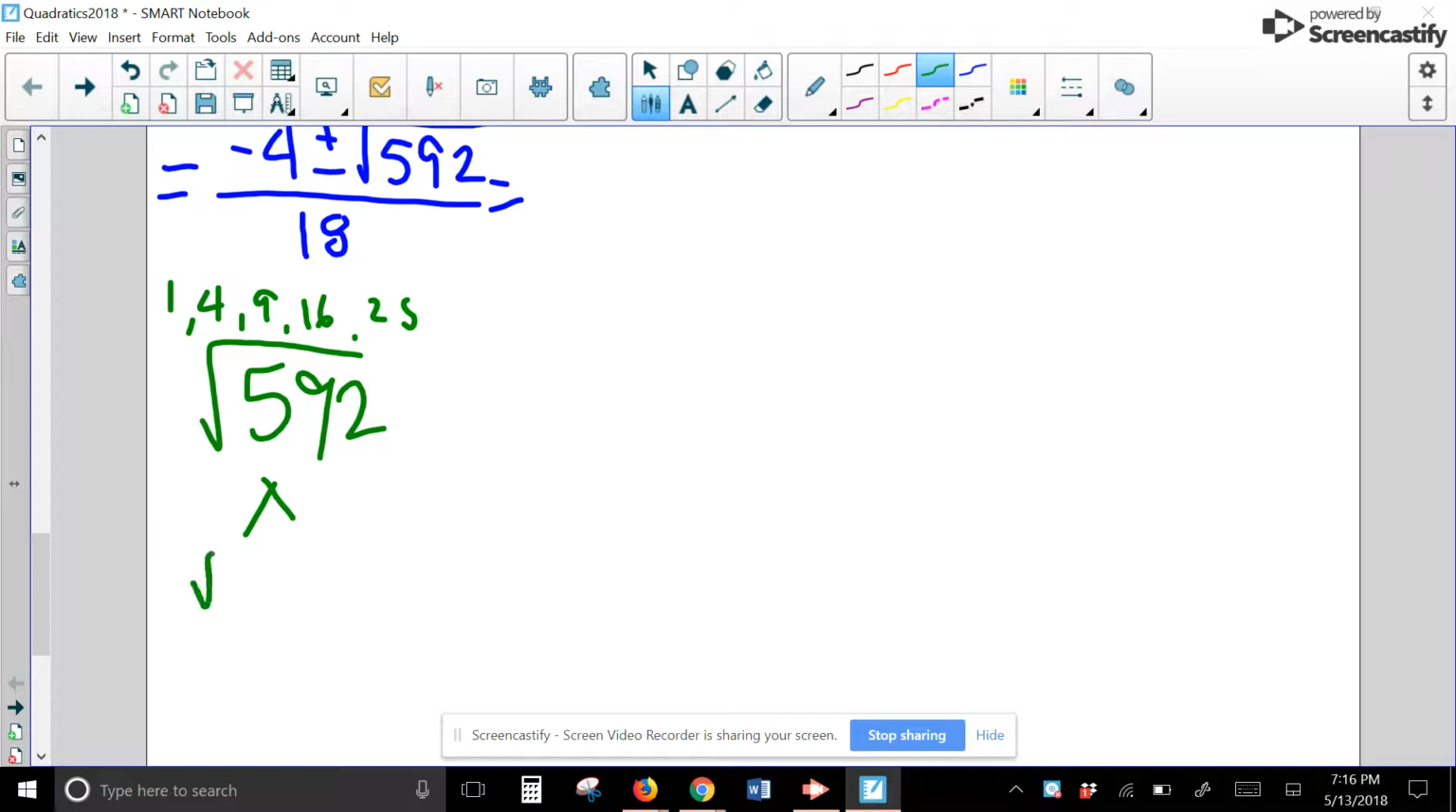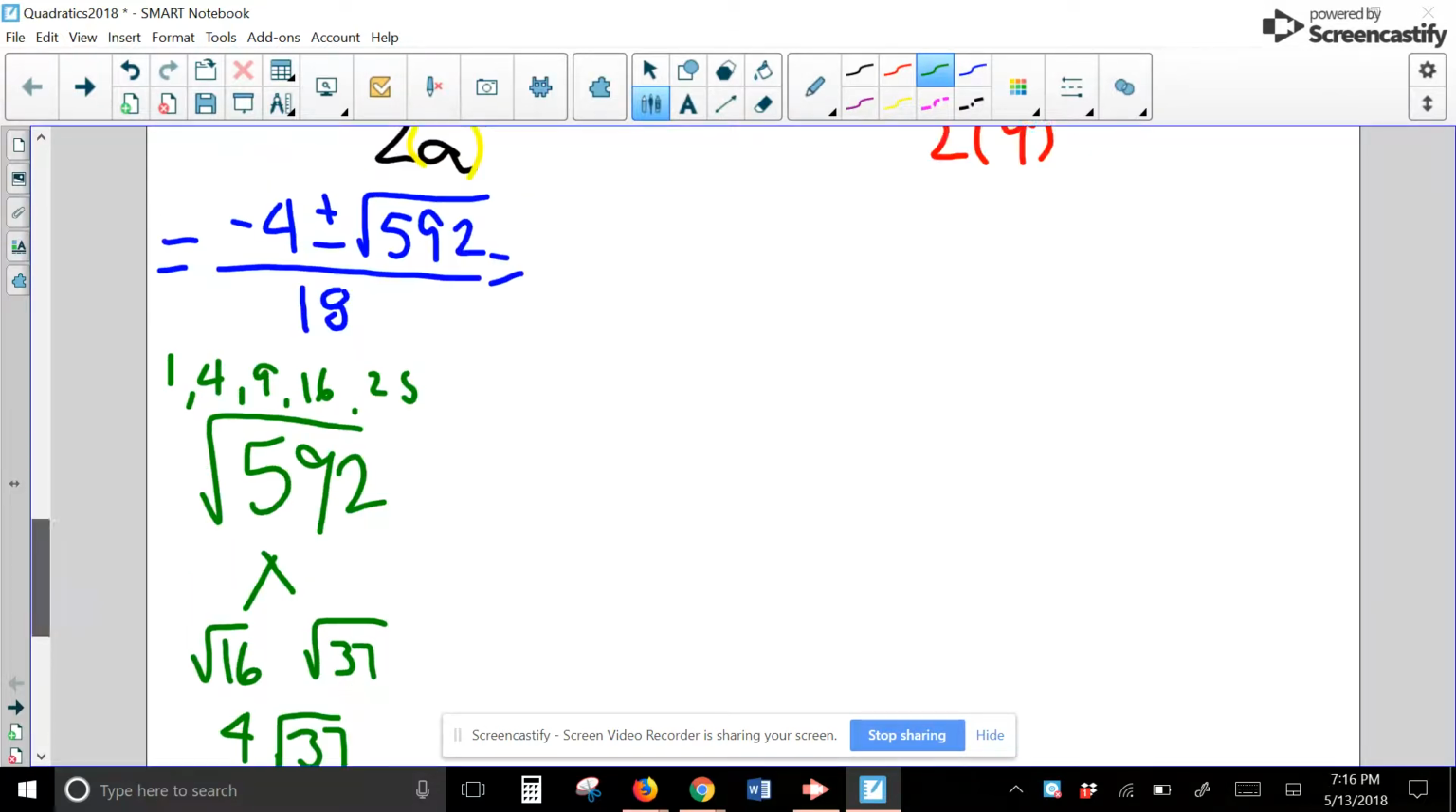And we will see that that is actually 16 times 37. So 16 is the biggest perfect square that goes into 592. So we use 16 because 16 is a perfect square. What is the square root of 16? It's just 4. So we have 4 radical 37. 37 cannot be broken anymore. So the square root of 592 simplifies to 4 radical 37. So we're going to use that up in the top here.